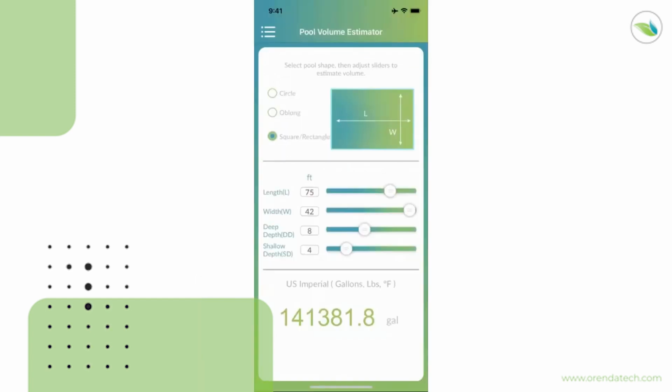Now, this doesn't factor in things like steps. It's an estimator. The main purpose here is that you have a general understanding of the volume of water you're treating based on the pool, and you're not off 10,000 gallons. That would be a little problematic. Yeah, it'd be heavily overdosing.